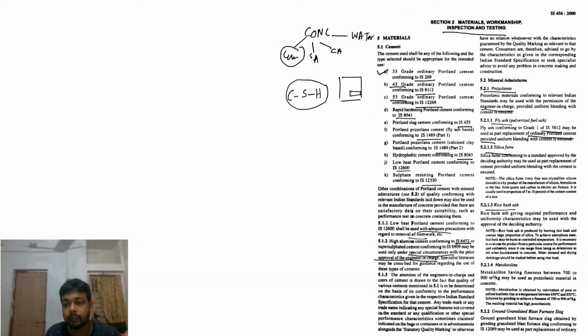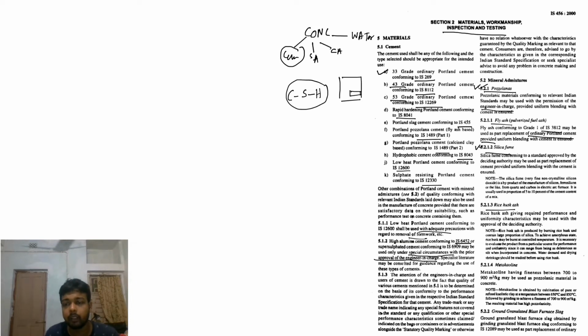Silica fume conforming to the standard approved by the deciding authority. That means if you are using pozzolana or silica fume, then definitely you should get approval from your engineer in charge or head of department. But for fly ash, you should use or conform to IS code 3812.